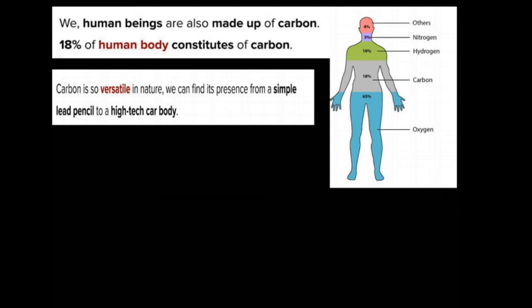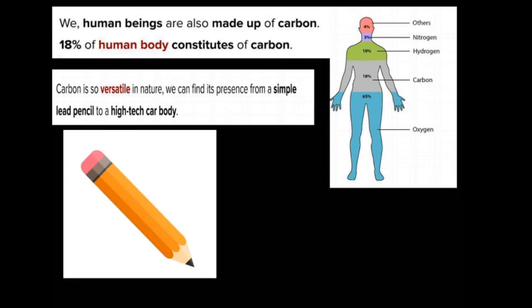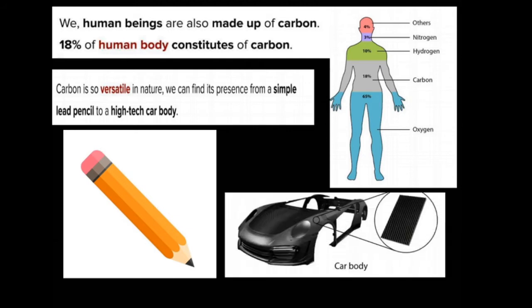So we can say that carbon is so versatile that we can find the presence of carbon from a simple lead pencil to a high-tech car body. If you see the tip of the pencil, it is made up of carbon which is there in the form of graphite.